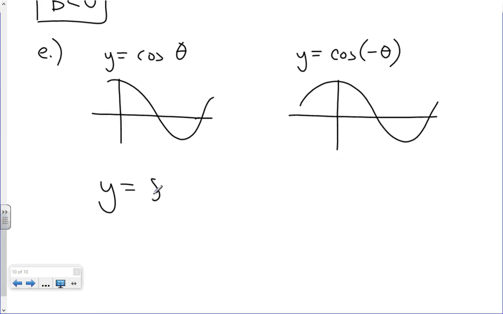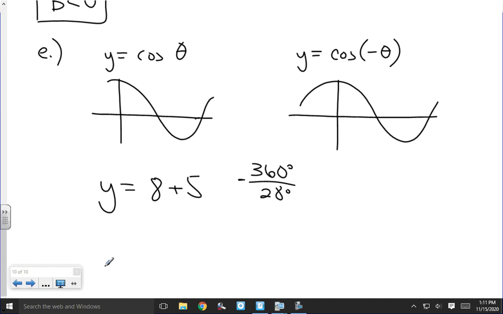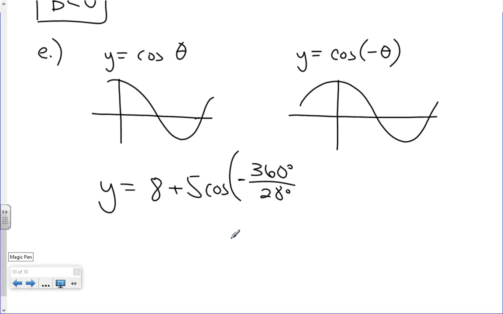8 plus 5 times the cosine of 360 degrees over 28 degrees. Oops, we're making that negative, right? Maybe I better make that a little bit clearer here. It's the cosine. I'll put that in parentheses so you can see that that's negative. Cosine of a negative quantity there. And theta minus, and we just said that we can use the exact same value for our phase displacement as our original equation was. So 10 degrees will work. All right.